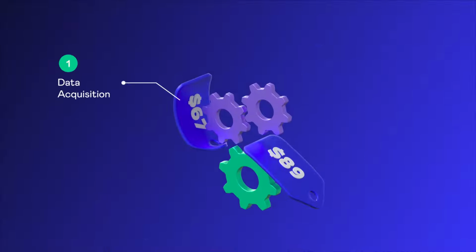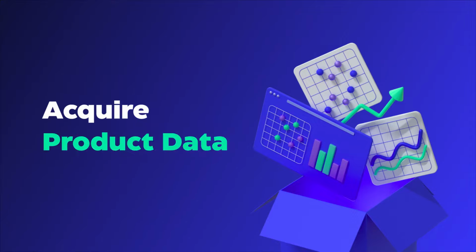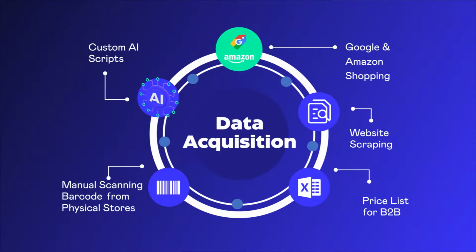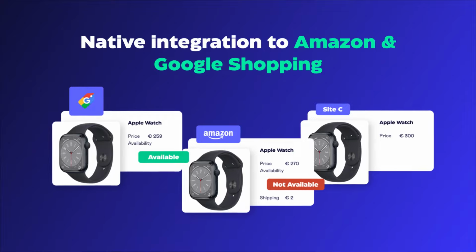After SYMSON gathers your desired competitor data, you can monitor and automate your repricing process, and on top of it, bring your pricing to the next level via our smart pricing features. Let's start from the basics. How to acquire the product data. SYMSON offers a native integration to Amazon and Google Shopping to get the most accurate view of the market.